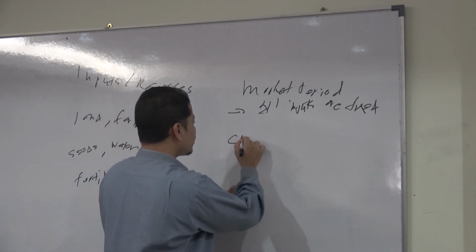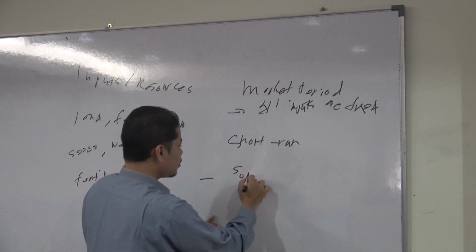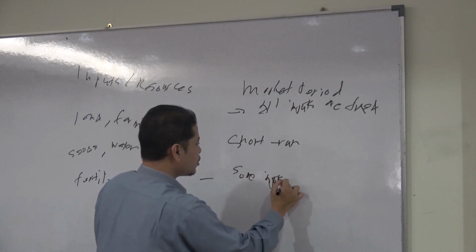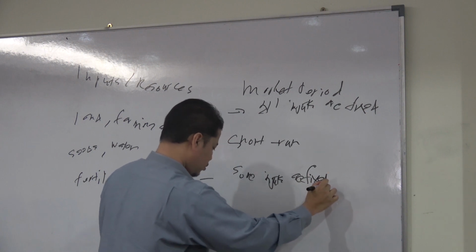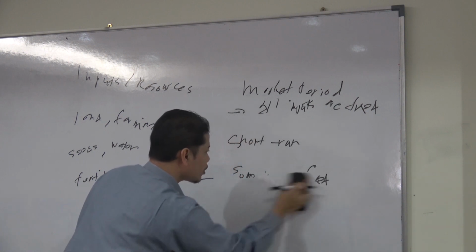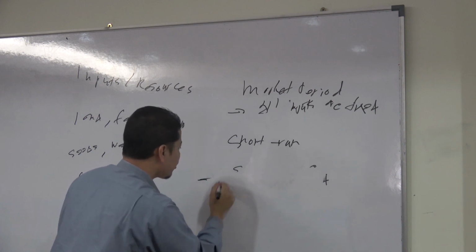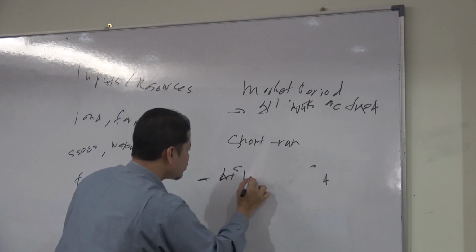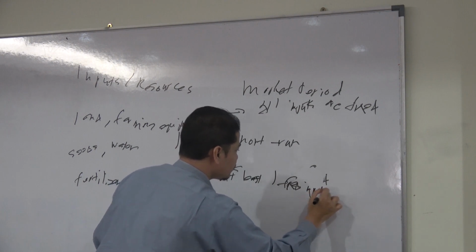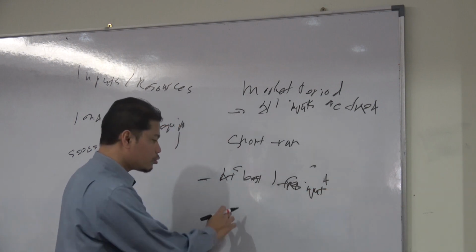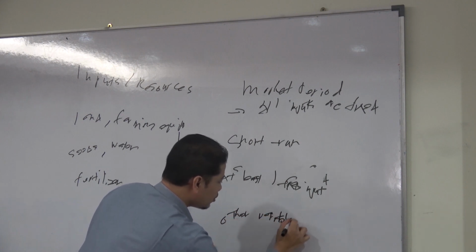In the short run, some inputs are fixed. In the short run, you have at least one fixed input that you use with other variable inputs.